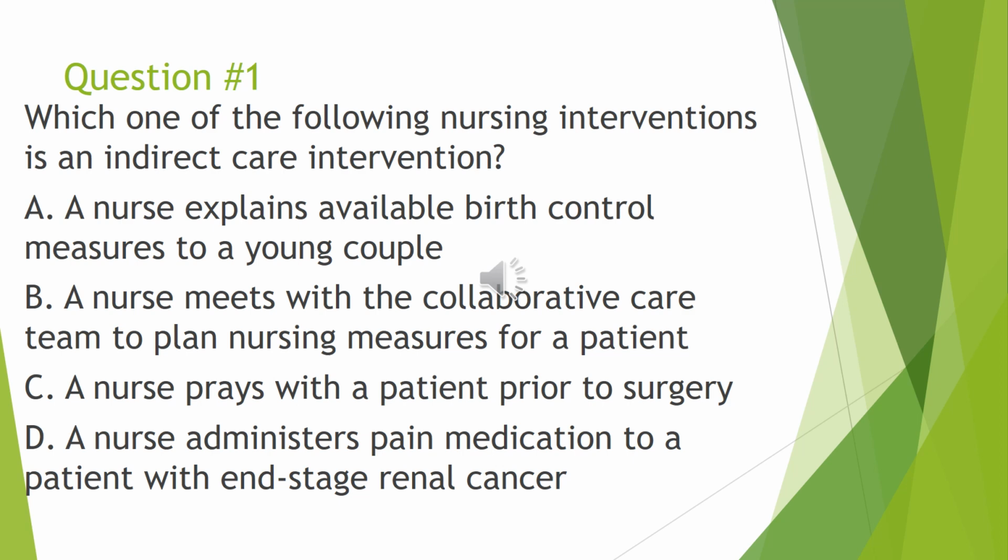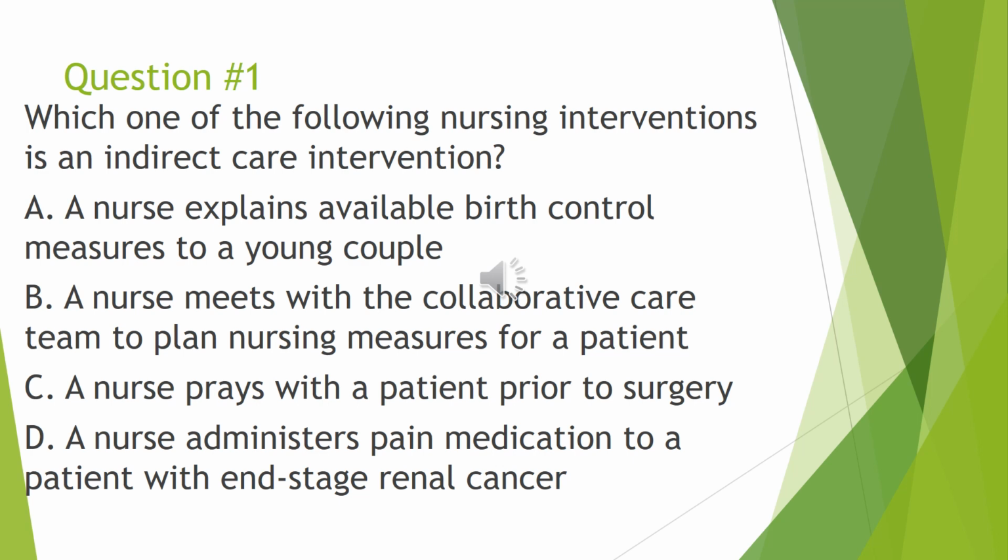So indirect care intervention is something the nurse is doing on the behalf of the patient, but it is not in front of the patient. It's not directly caring for the patient. So it's away from the patient that the nurse is performing this, but it's on the behalf of the patient. So the nurse explains birth control. The nurse is with the patient, so we can eliminate A.